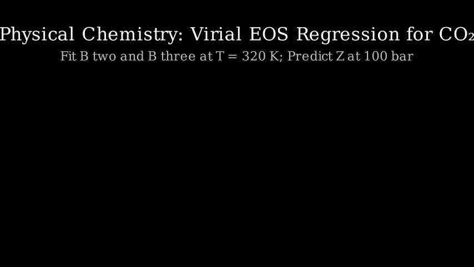The compressibility factor Z is defined as PV bar over RT. The virial equation of state in density form is Z equals 1 plus B2 of T times rho plus B3 of T times rho squared, truncated after the third virial.